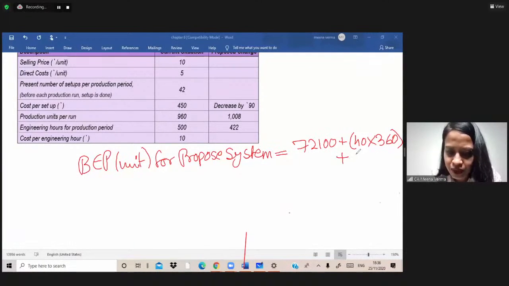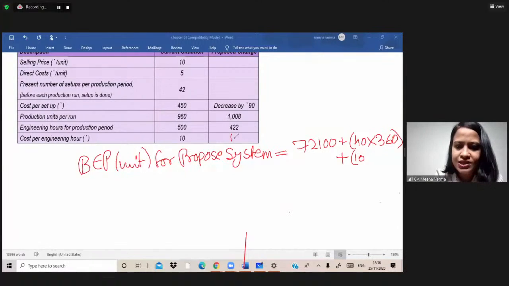plus the engineering cost, which is given here for each hour. The engineering cost is rupees 10, and the number of engineering hours for the production period is 422. So in this way we will bifurcate the fixed cost and then divide it by the contribution per unit.